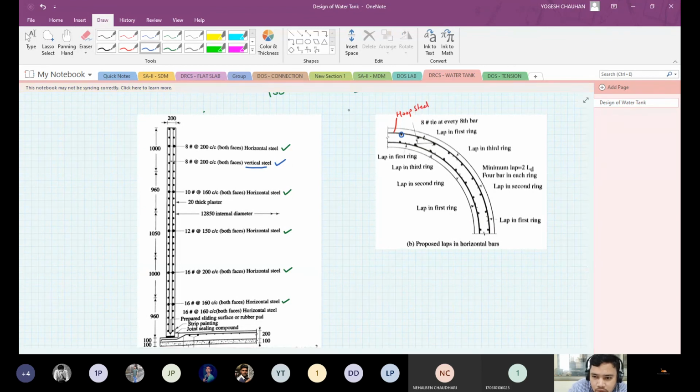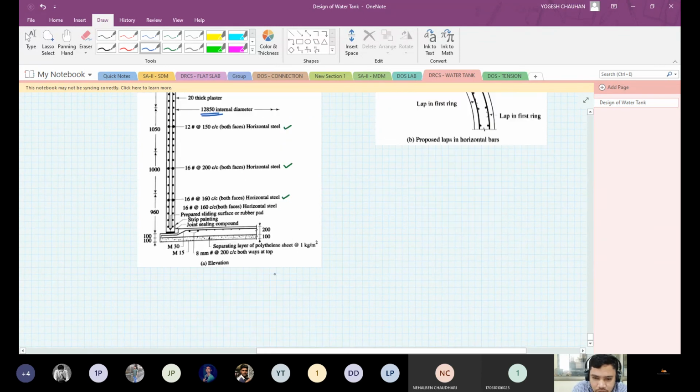And this is vertical steel. Okay, and the inside diameter is 12.85 meter, which is the inside dimension of the tank. Then see, this is a flexible joint. So this is very important. You have to provide the detailing of the flexible joint.